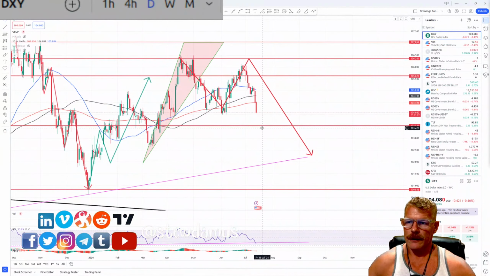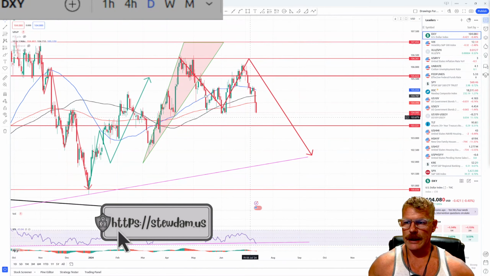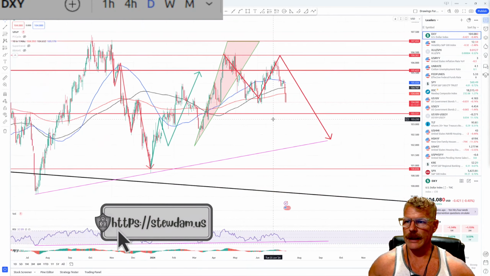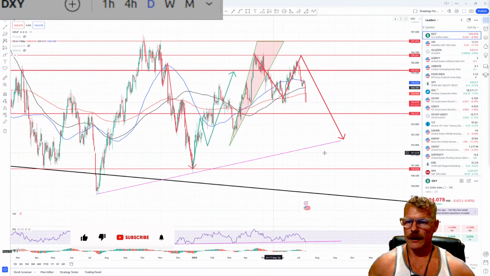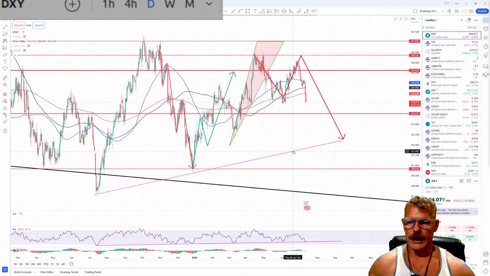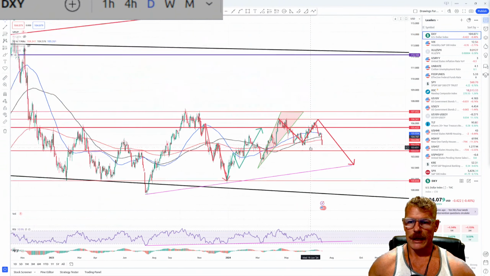All right, so the dollar continues to drop, and where can we anticipate the dollar will finally end up? Well, you can see that we have somewhat of a double top pattern. I have an arrow pointing to a trend line, a pink trend line here. I think we can fully expect the dollar to be at this level by the end of the year.